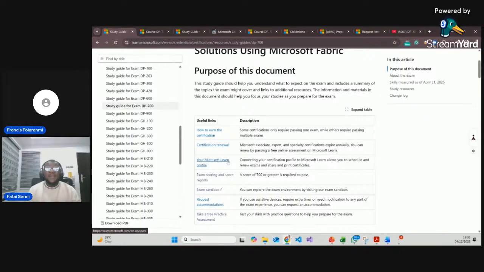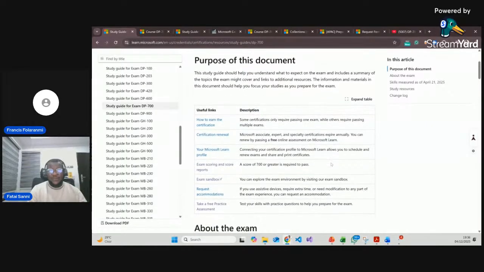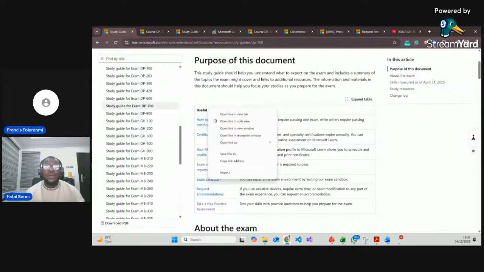If you're taking a Microsoft exam for the first time, you need to connect and create a Microsoft certification profile, and link your profile to Microsoft Learn. This is what will allow you to schedule and renew exams and also share and print your certificate. Okay. Now let's take a look at an exam sandbox. Okay. I can click on this right now to take me to the exam sandbox.